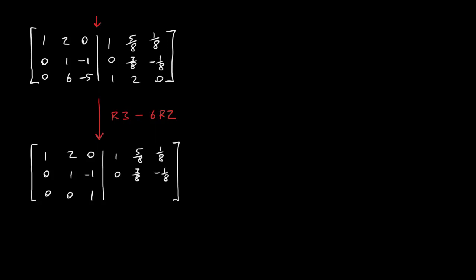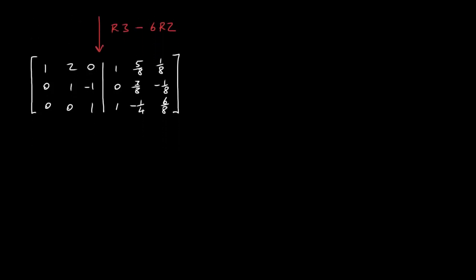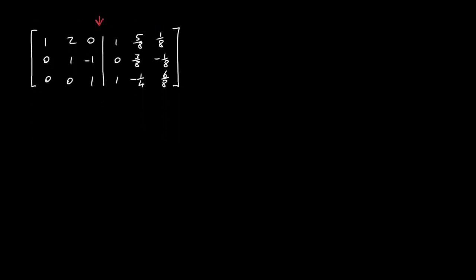So you can now see that I have a diagonal here of 1s, which is what I want. Now over here I've got 1. This will become minus a quarter, and this will become 6 eighths. Okay, so we're almost there. Let's see. Another 2 steps I think should do it. So we have row 2 now, and we're going to add row 3. So let's do that.